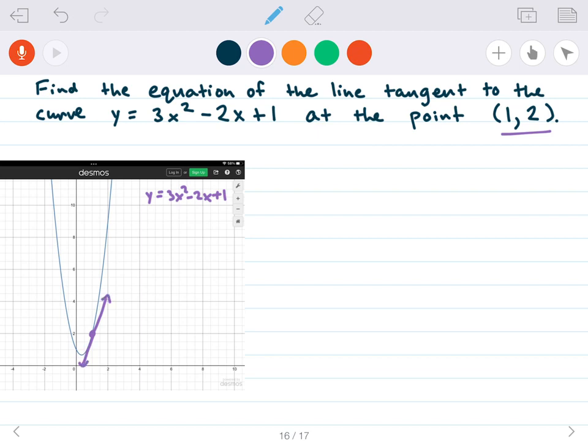And there's two things we need for the equation of the line. We need the slope, derivative, and we need the y-intercept of that line. Okay, and we can figure out this pretty easily.